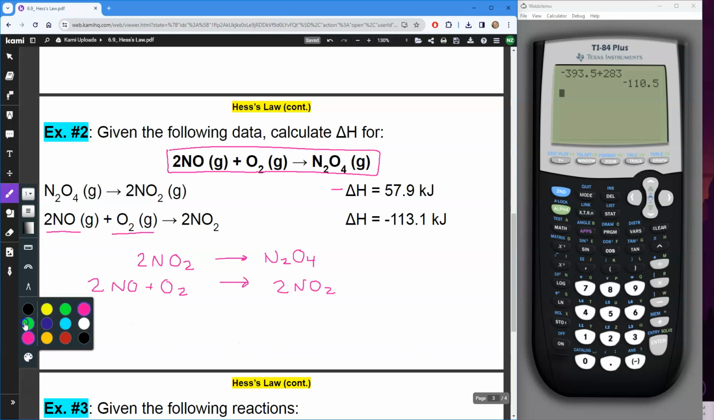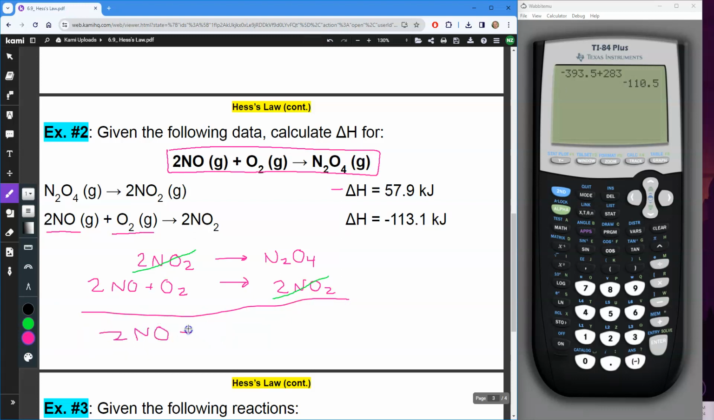Okay, so let's get rid of what's on both sides. The 2NO2 is on both sides, so we can cancel that out. And look at that. If I rewrite this, we have 2NO plus O2, and that goes to N2O4, which is what we are looking for.